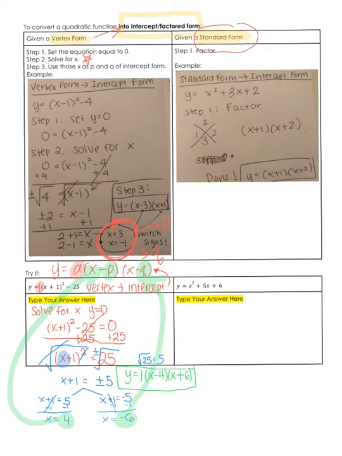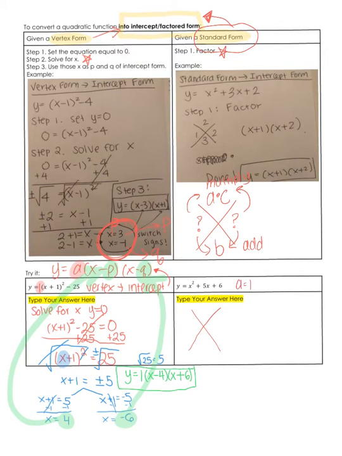Changing standard form into intercept form is very, very easy because we all know how to factor. So let's try this problem. We have x squared plus 5x plus 6. Remember, when you factor, a times c go on the top, b goes at the bottom, and then we need to find two numbers that multiply into a times c and two numbers that add to b.